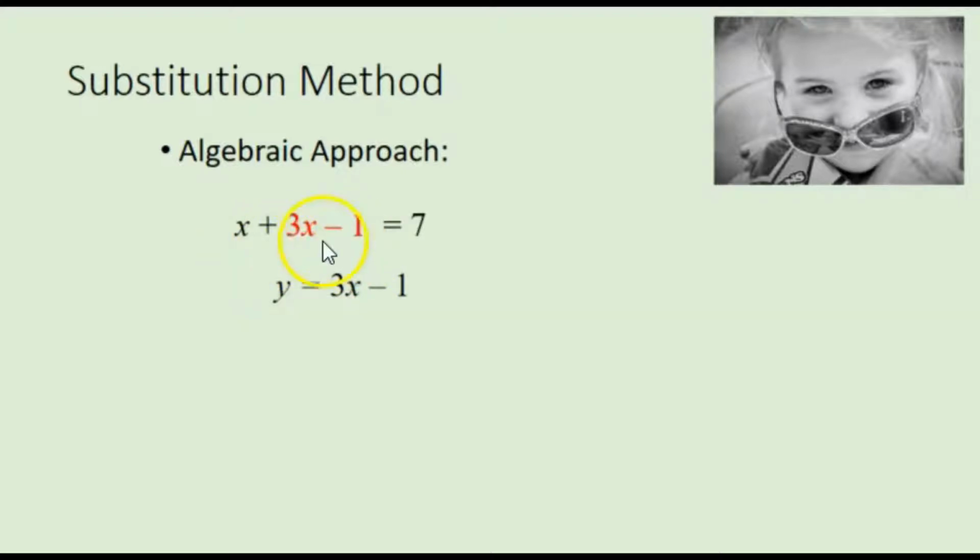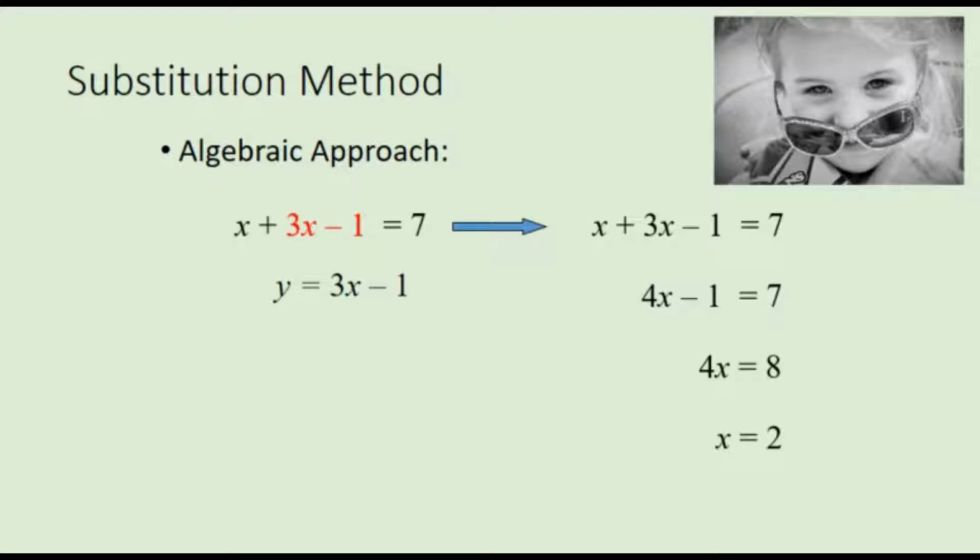What this has done is given us an equation with one variable. We now can simplify and solve for the variable. Combining like terms gives us 4x minus 1 equals 7, adding 1 to both sides, and then dividing by 4 to solve for the variable, we find that x is equal to 2. This is the x-coordinate of the point of intersection or common point and the solution to these two linear equations.